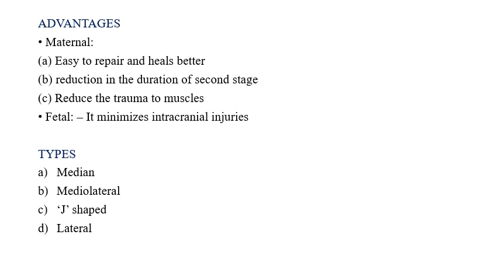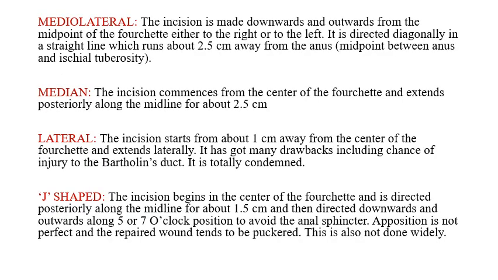What are the types of episiotomy? So there are 4 types of episiotomy: median, mediolateral, J-shaped and lateral. So the commonest one which we perform is mediolateral. Here the incision is made downwards and outwards from the midpoint of the fourchette, either to the right or to the left. It is directed diagonally in a straight line which runs about 2.5 cm away from the anus, that is midpoint between the anus and the ischial tuberosity.